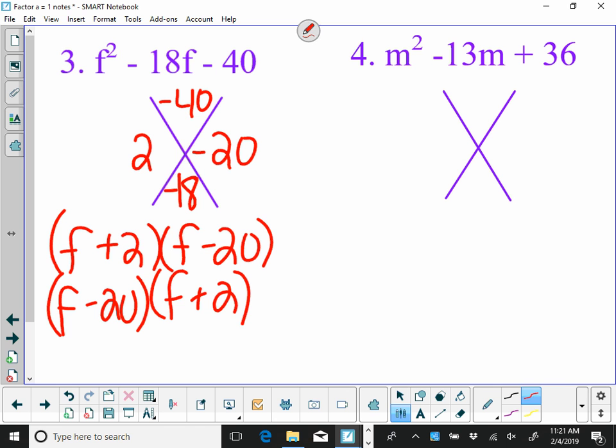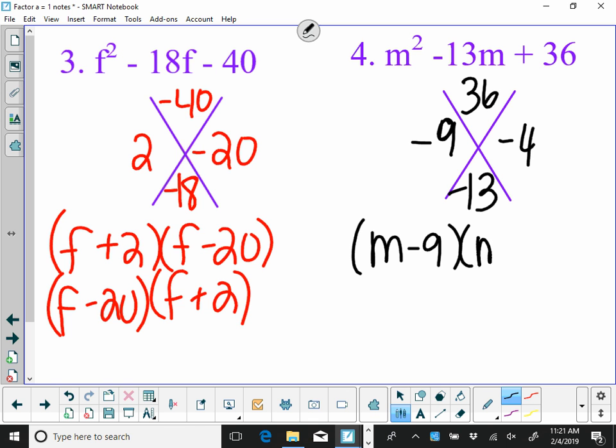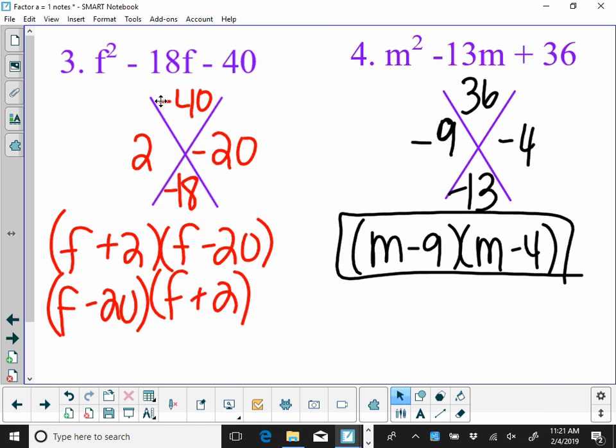Okay? All right, number 4, what goes in the top? 36, bottom. Negative 13. All right, two sides. Negative 9 and negative 4. So that's going to be M minus 9 and M minus 4. Okay? That's all you're doing. That is it. Okay?